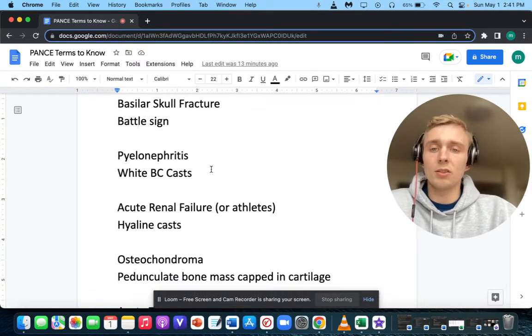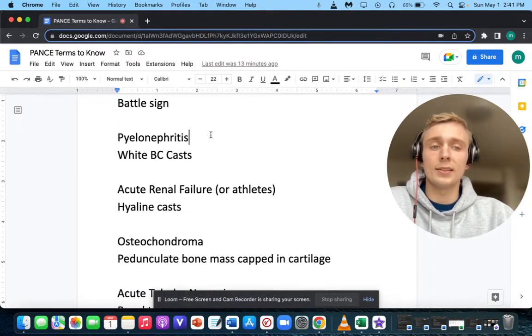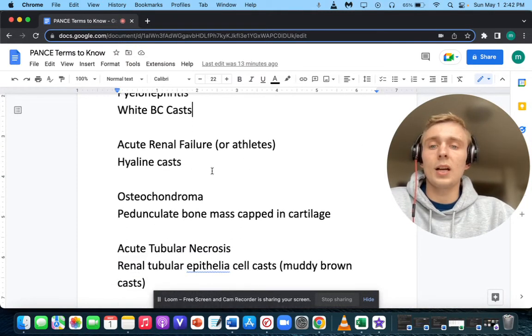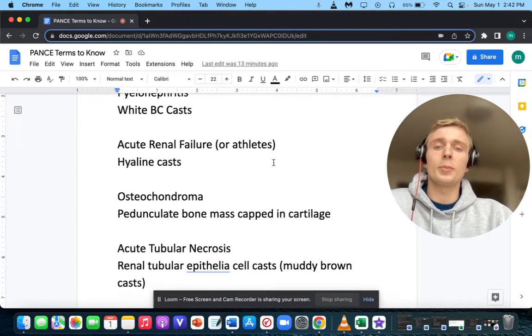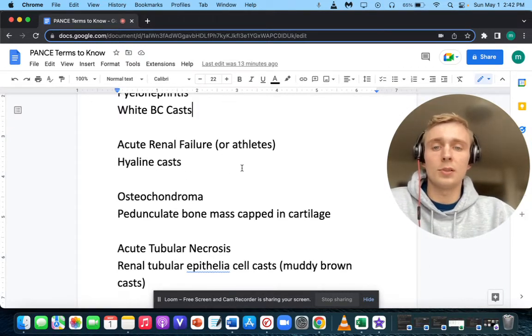How about white blood cell casts? So white blood cell casts, you want to think of pyelonephritis. How about epithelial casts? If they have epithelial casts, you want to think of ATN, acute tubular necrosis. Hyaline casts. If they have hyaline casts, you want to think of an acute renal failure, or this could also be athletes. So oftentimes an athlete after running and they have something where they get hyaline casts, you want to think of just an acute renal failure if it's in athletes.